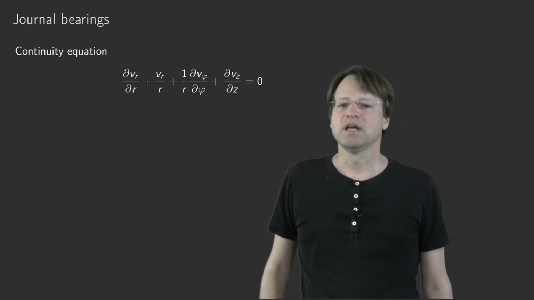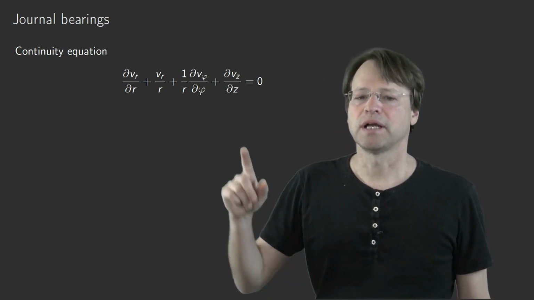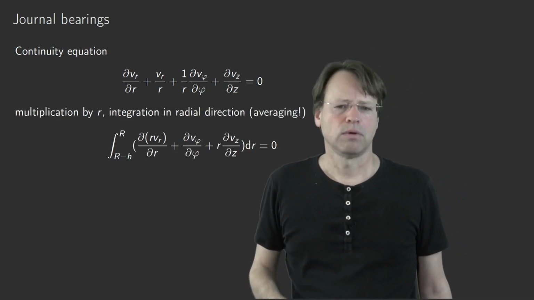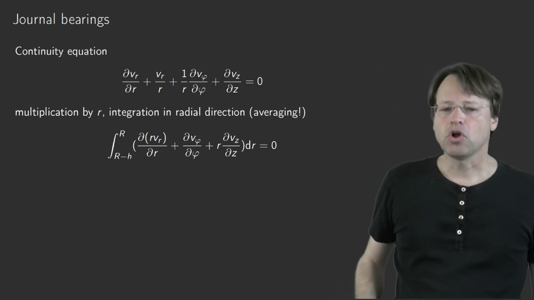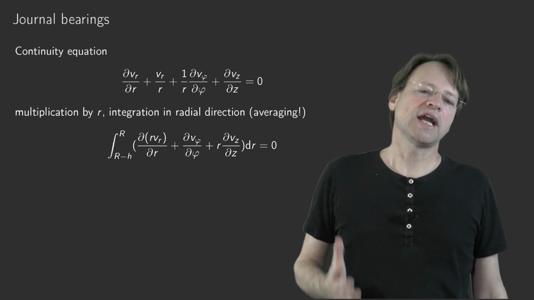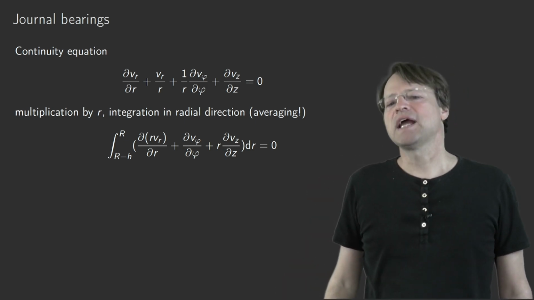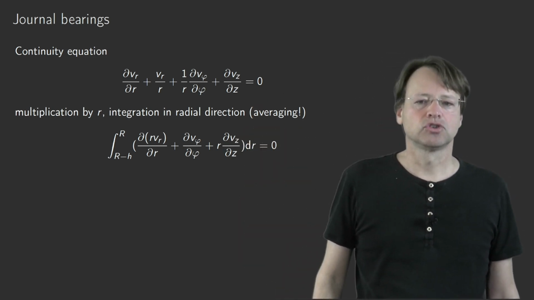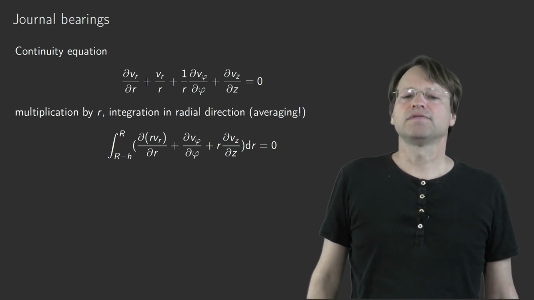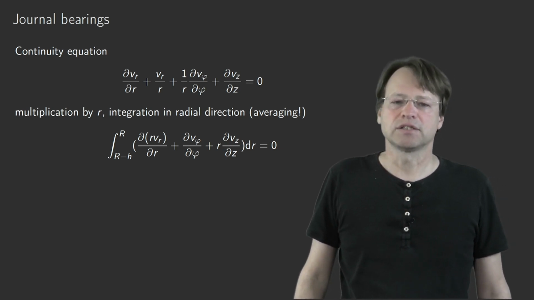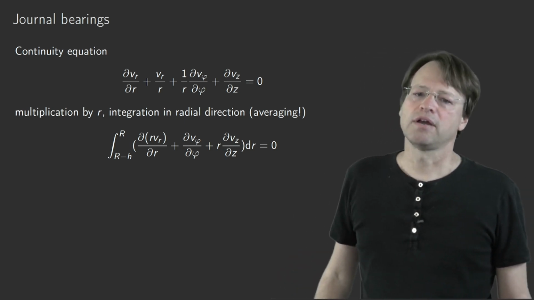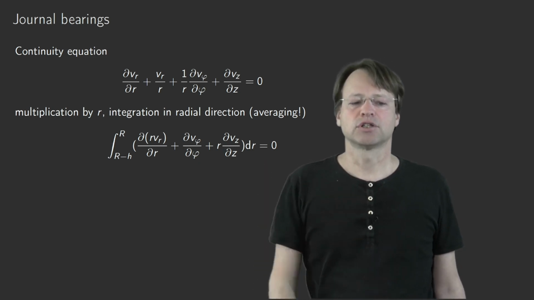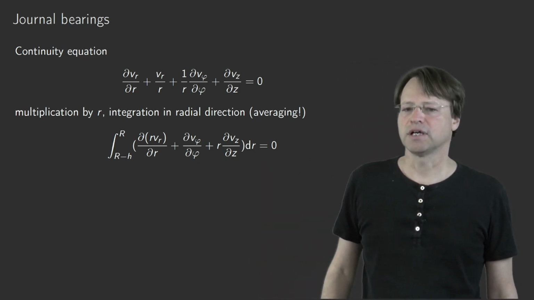Before we do this, we multiply the continuity equation by r and we average by integration in radial direction. Why do we do this? Well, because you can't expect that we will be able to solve the continuity equation sharply, locally, after the introduction of so many simplifying assumptions as we did here. So therefore, we just want to satisfy the continuity equation in average. That appears to be enough for our tasks.